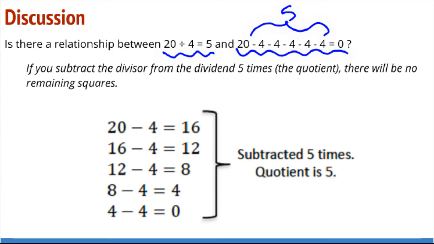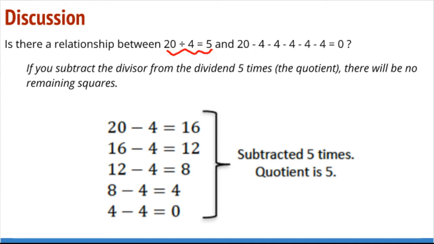Well, yeah, there is a relationship here. If we subtract the divisor, the number that we're dividing by, this 4, from the dividend, which is 20, and we do that 5 times, there'll be nothing left. We will have subtracted everything out. We subtracted 5 times. The quotient here tells us that we're going to be able to do it 5 times.